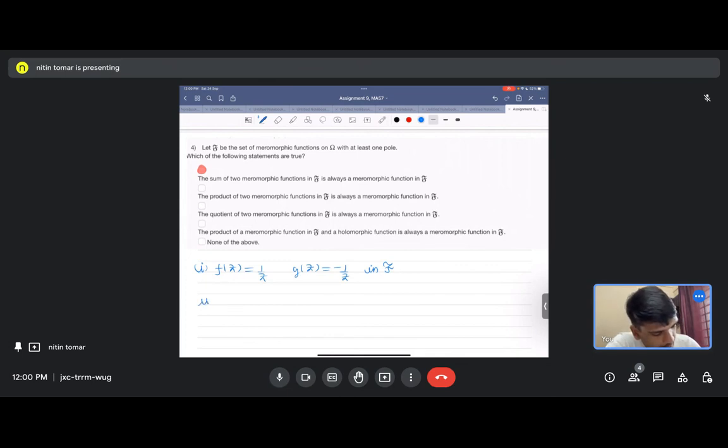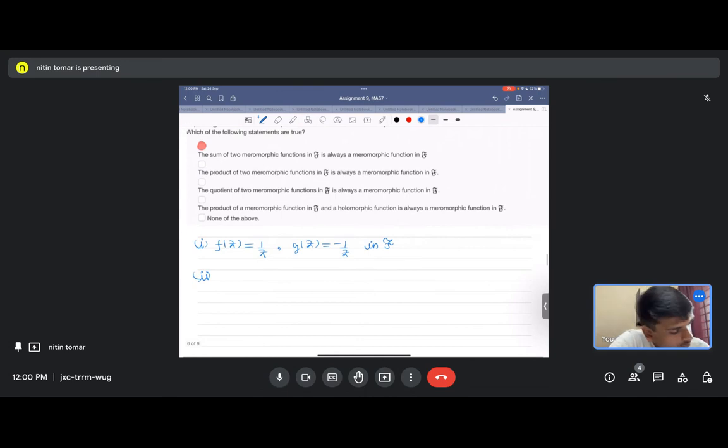Now second, what about f plus g does not belong to the product? What can you say about the product? That is again not correct, right? Just a minute.